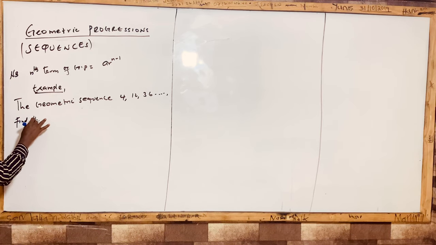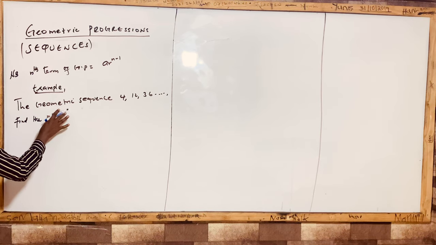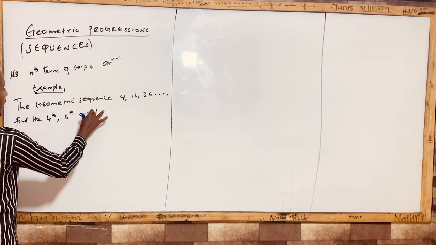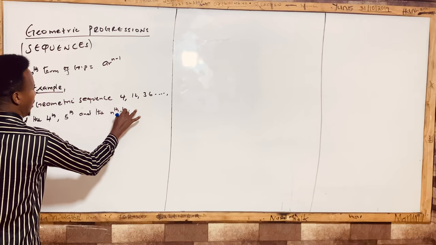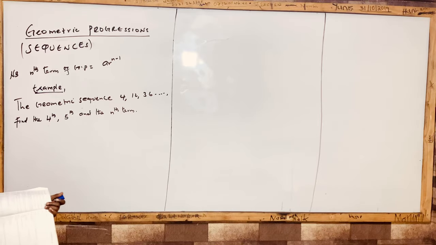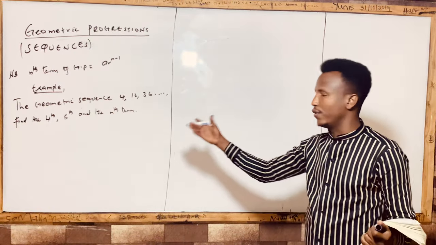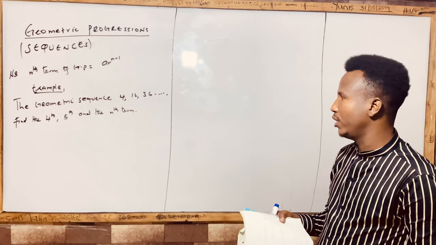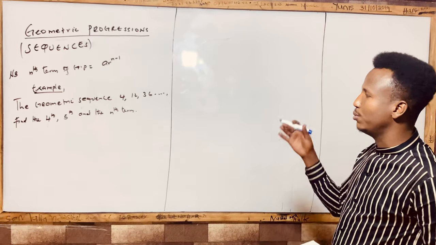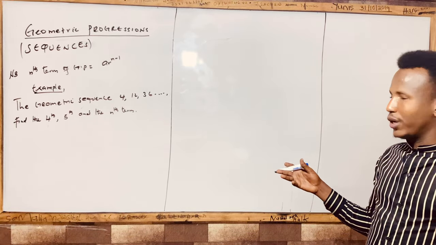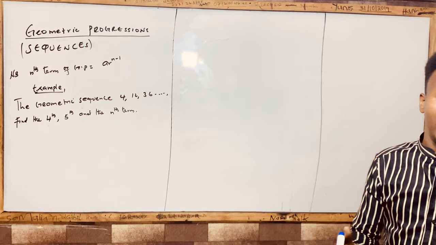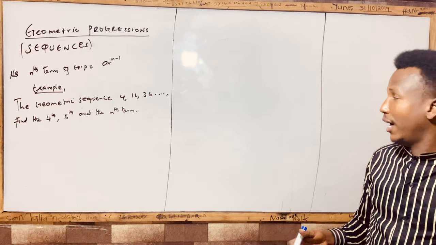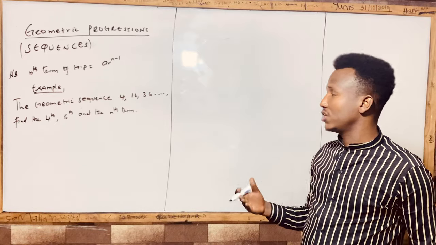Find the fourth, the fifth, and the nth term of this given sequence. What we're going to do here is, this is a geometric sequence. Why? Because when we say the second divided by the first, or the third divided by the second, it will give you the same value. Such a kind of sequence is what we normally call a geometric sequence.